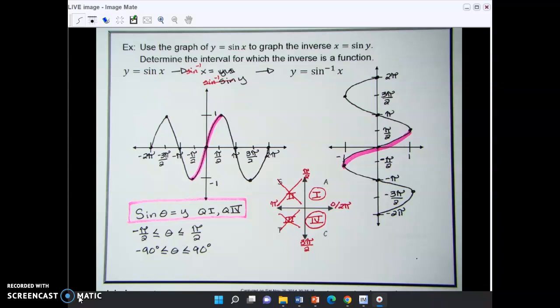So I'm going to pause this part 1 and we'll continue part 2 with tangent and then showing you some examples.